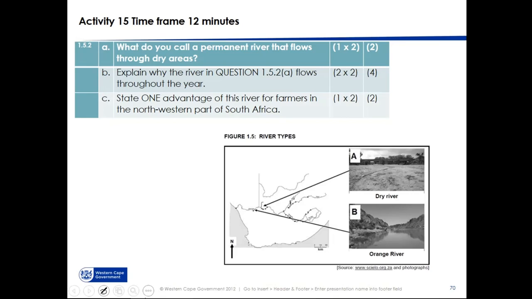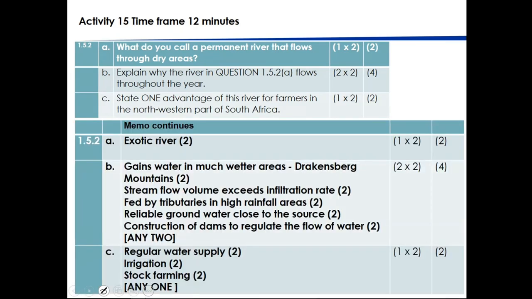Is there anything on the types of rivers that we need to do now? I am just going to go through this very quickly. This is something that you need to remember. What are our four different types of rivers? Number one, the permanent river. Number two, the periodic river. Number three, the episodic river.